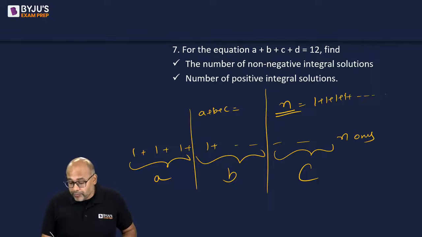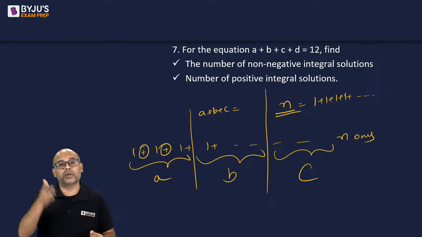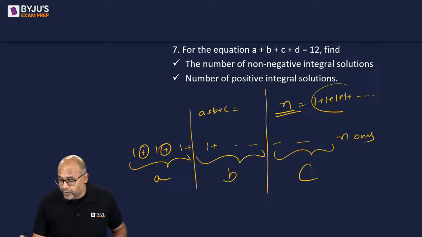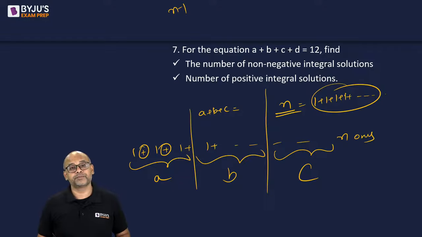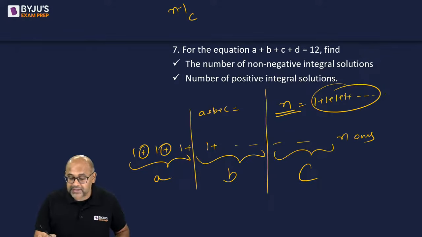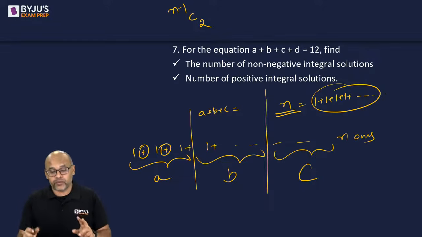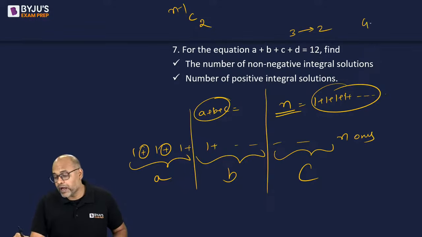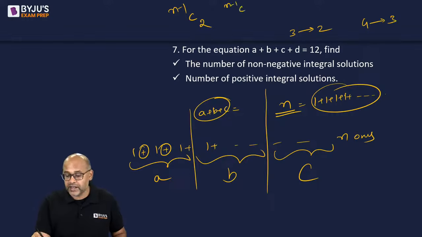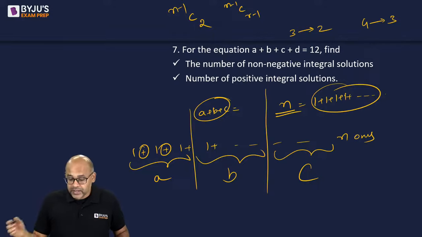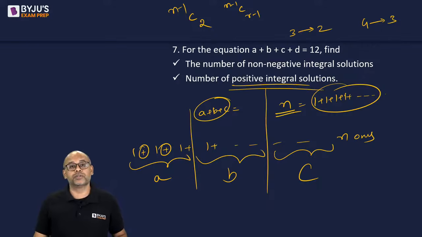So how many places are there? Wherever there is a plus, I can put a bar. If there are n number of ones, the number of places will be n minus 1. Now I am choosing two places, so it is n minus 1 C 2. Where did I get the 2 from? If there are three parts, I need only 2 cuts. If I want 4, I will need 3 cuts. So if there are r parts, I need 1 less cut. So n minus 1 C r minus 1. This is the way in which you get the answer for positive integral solutions.